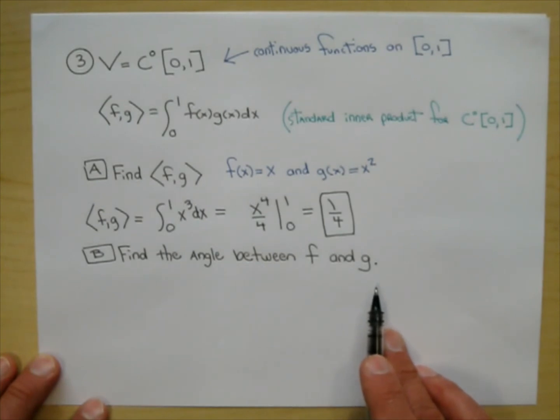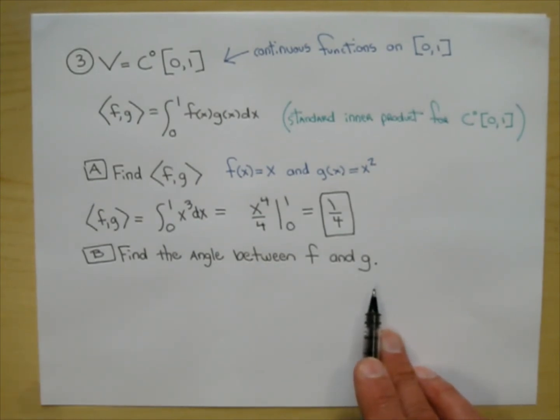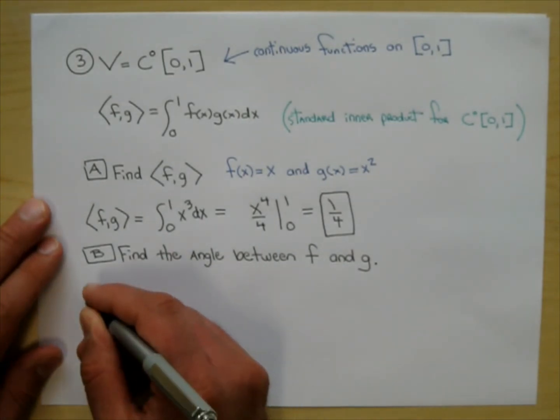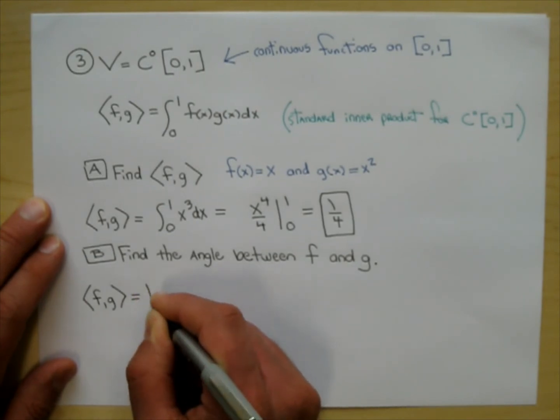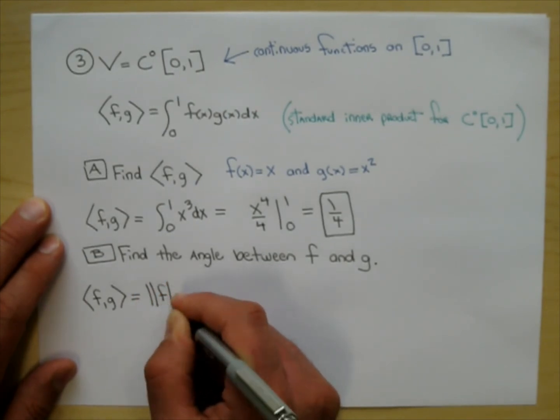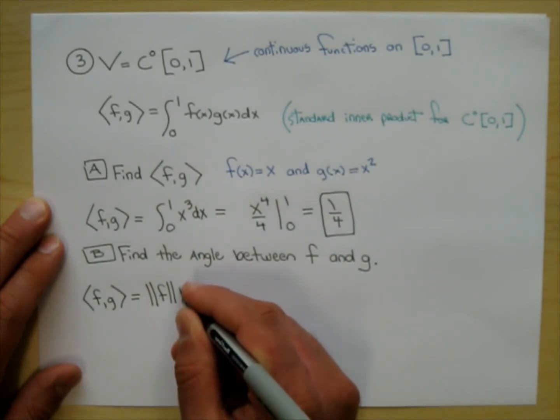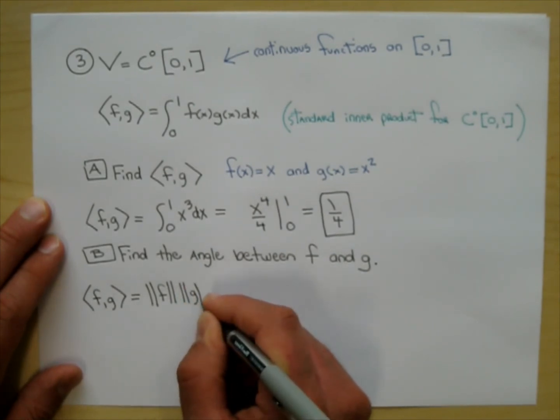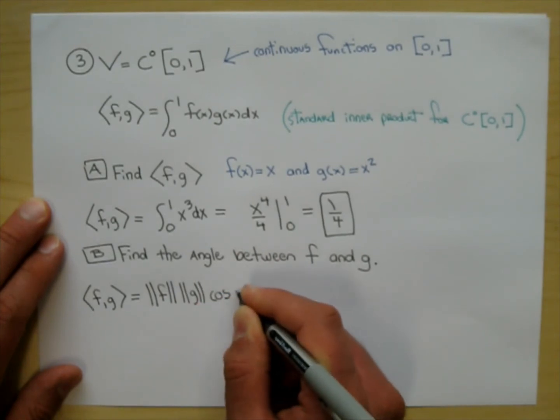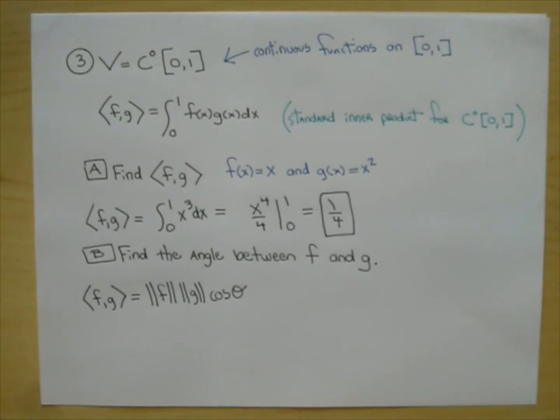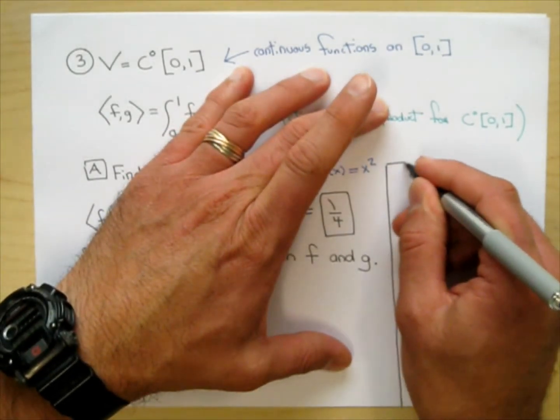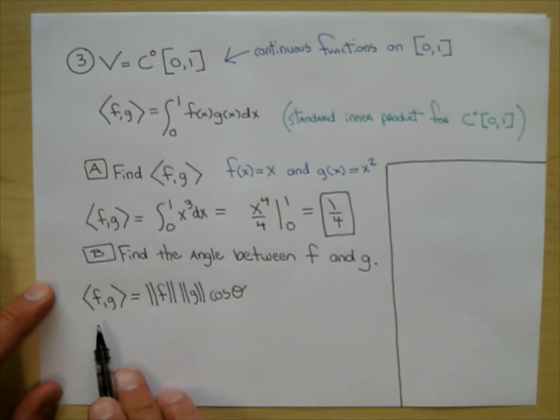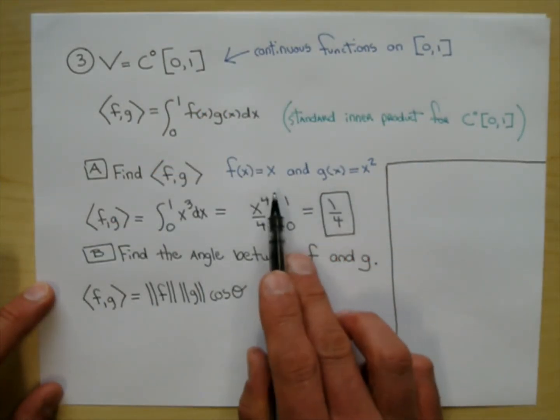Find the angle between f and g. Okay, so to find the angle between f and g, we're going to go like this. Here's f and g. Length of f, then this is length of g, cosine theta. Okay, so it might be I don't have enough room on this piece of paper. I think I'll have enough room. Maybe do some work over here. And so, inner product of f and g, and we're talking the same f and g here. That's 1/4.